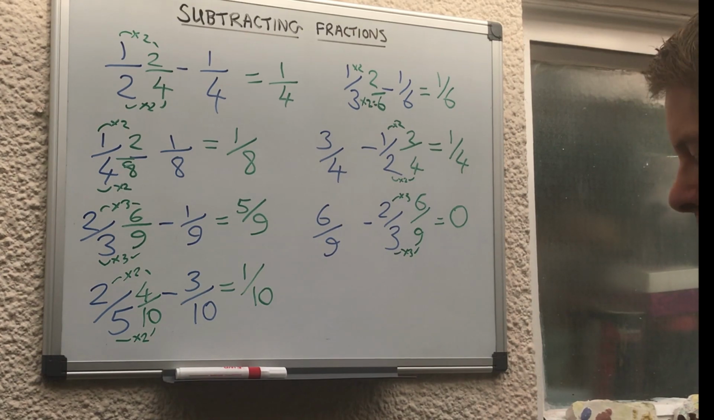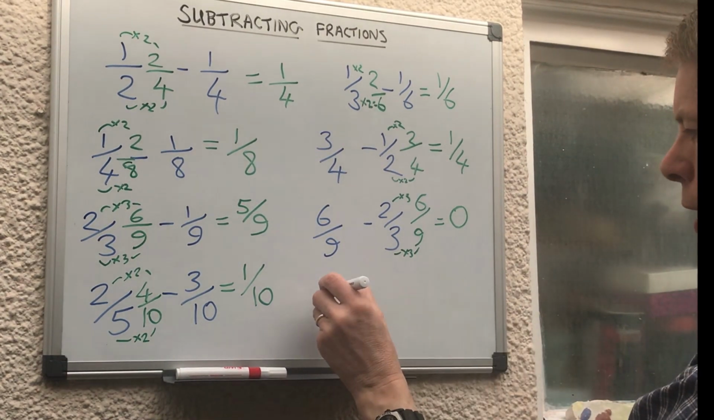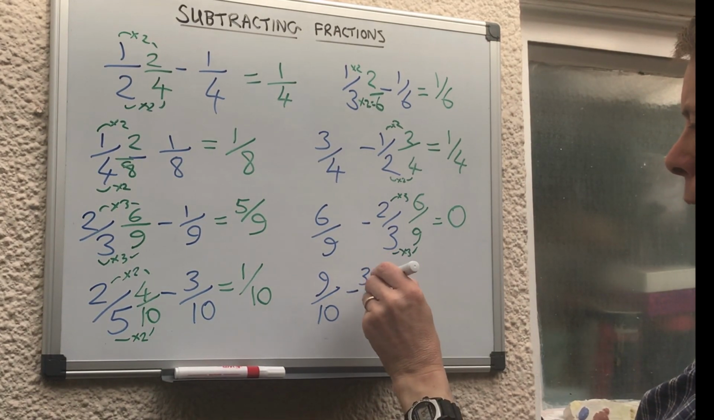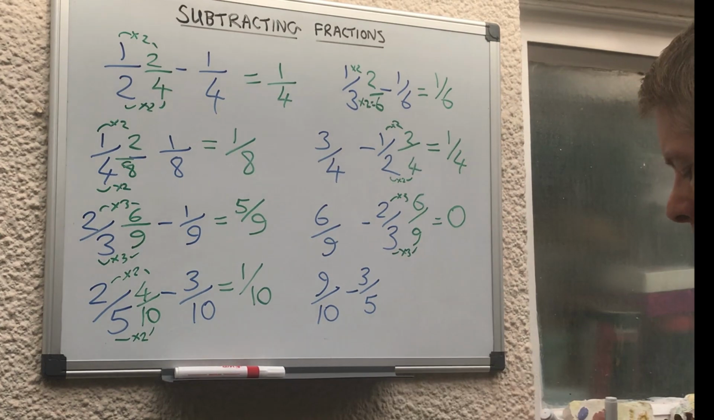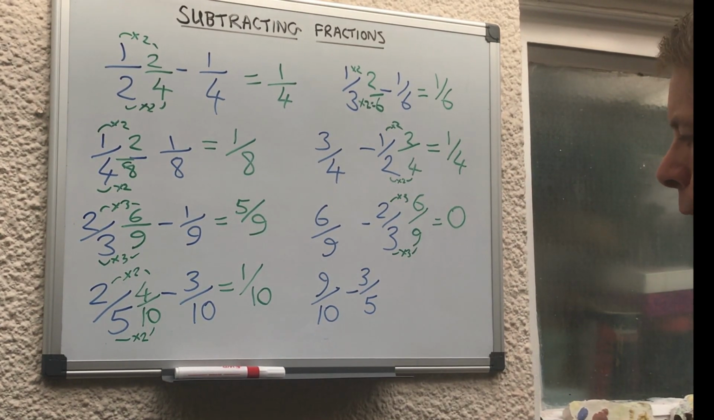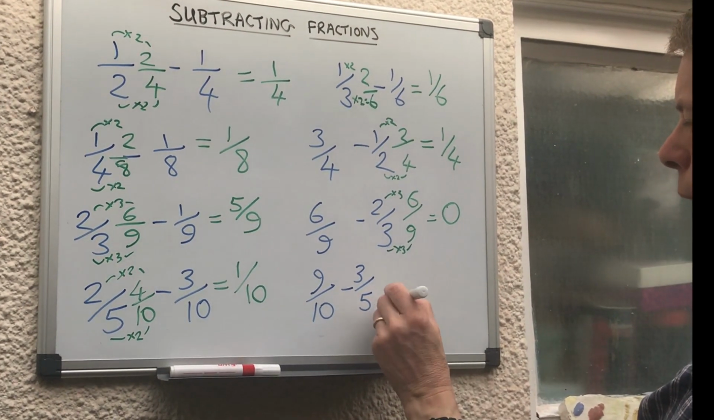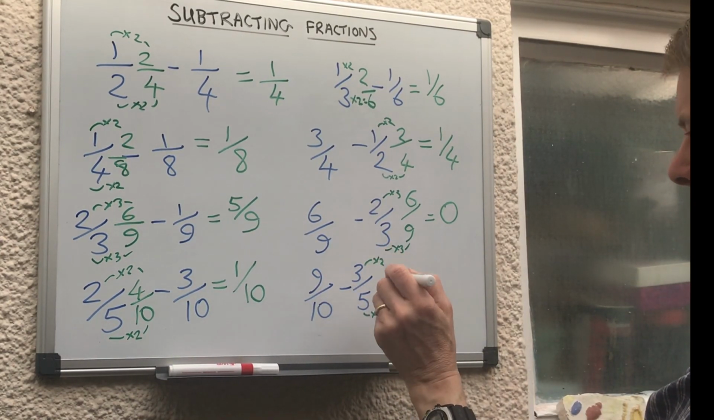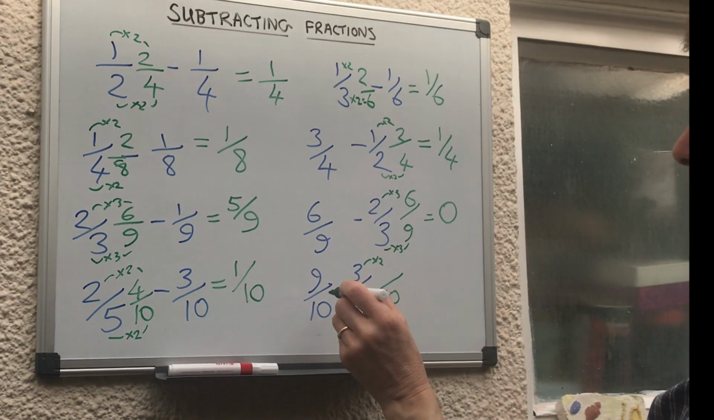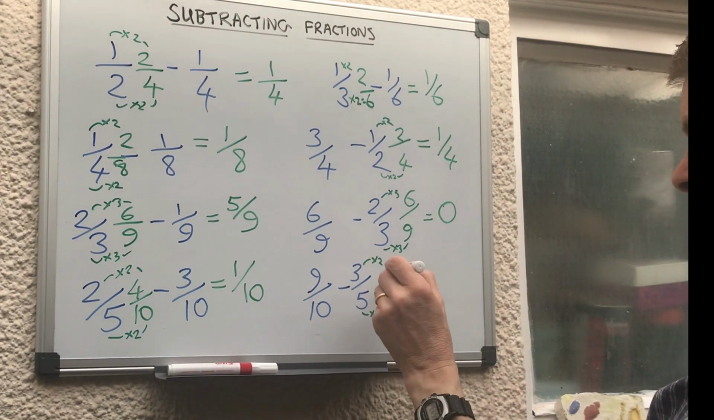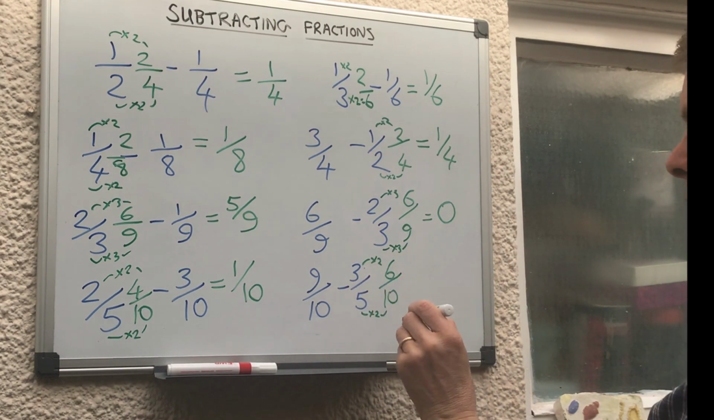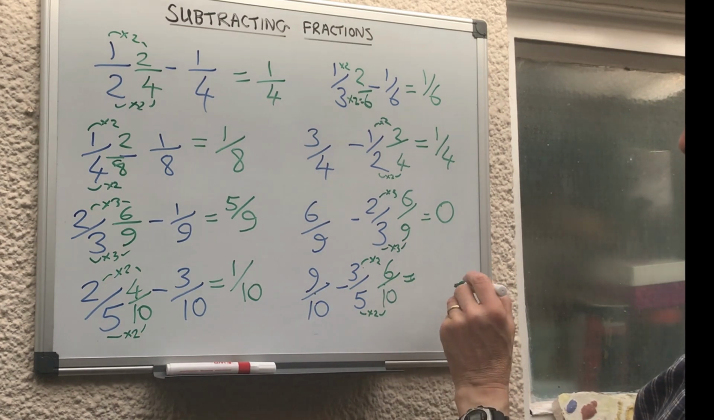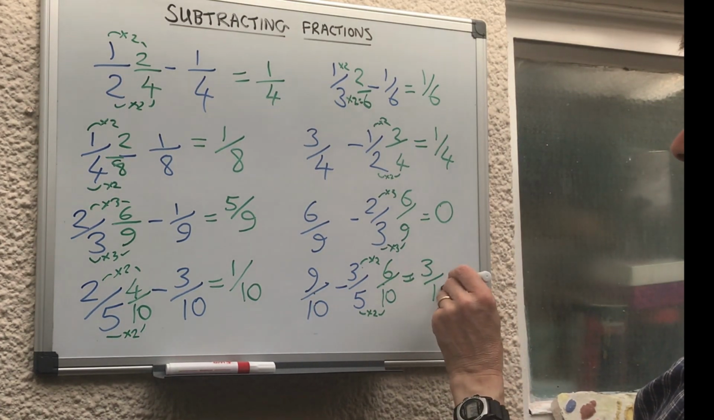Okay, the last one is 9/10 take away 3/5. So we've got to change the fifths into tenths. So we're going to multiply that by 2, which means we have to multiply that by 2, which will give us 3 times 2 is 6. So we've got 9/10 take away 6/10 will give us 3/10.